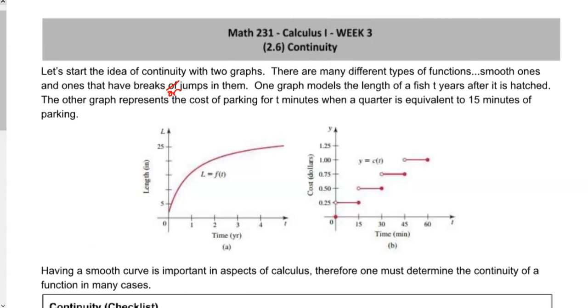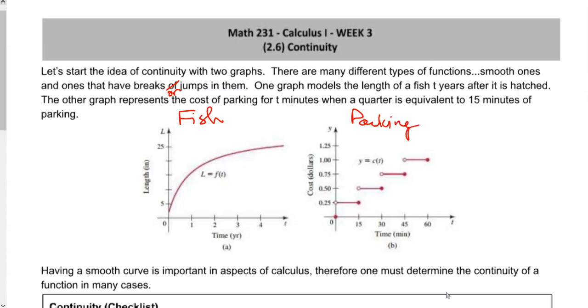Now, one graph models the length of a fish T years after it is hatched, and the other graph represents the cost of parking in T minutes when a quarter is equivalent to 15 minutes of parking, let's say in a parking meter. If you look at each one of these, hopefully the length of a fish does not jump from one length to the other. You can see according to the labels that this is the one describing the fish, and this is the parking meter one.